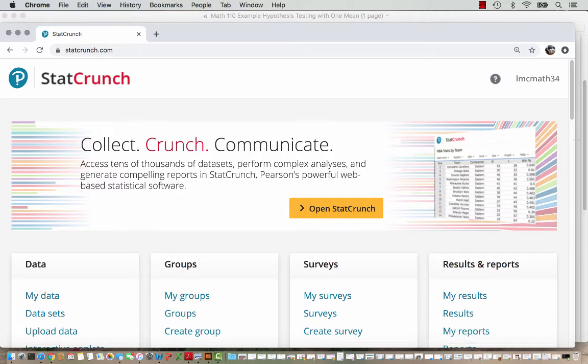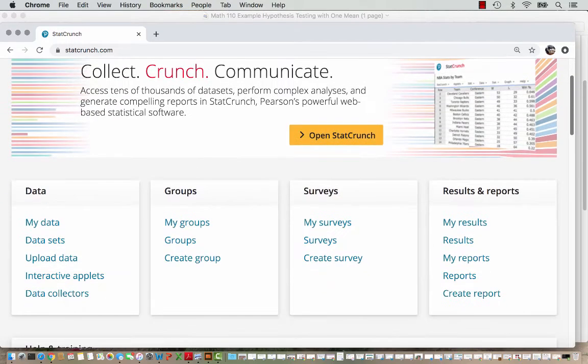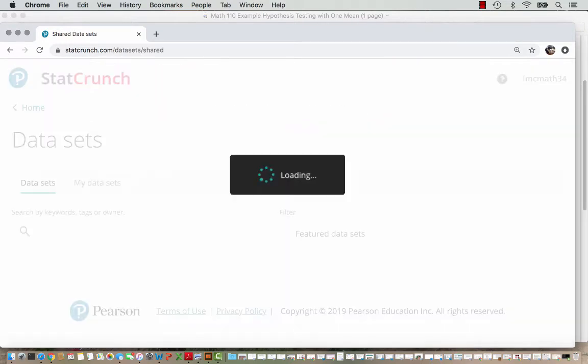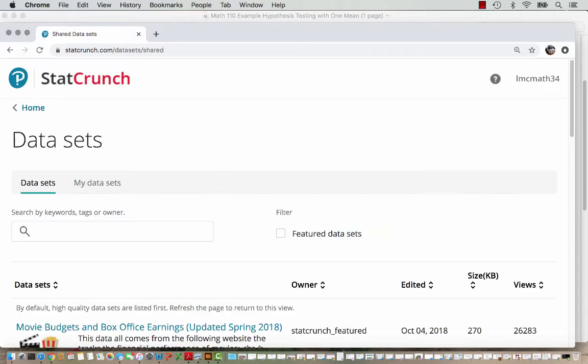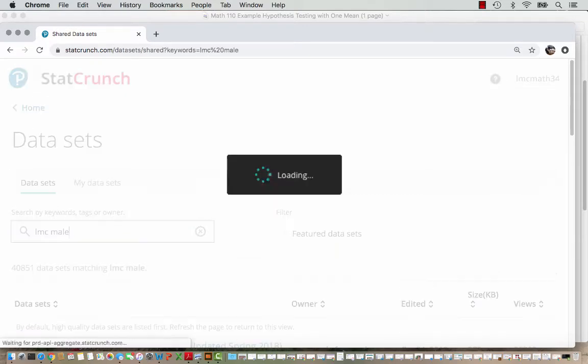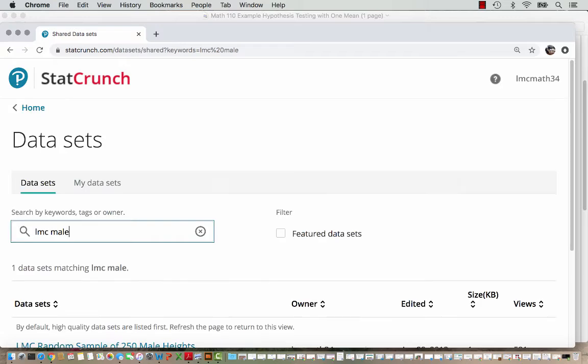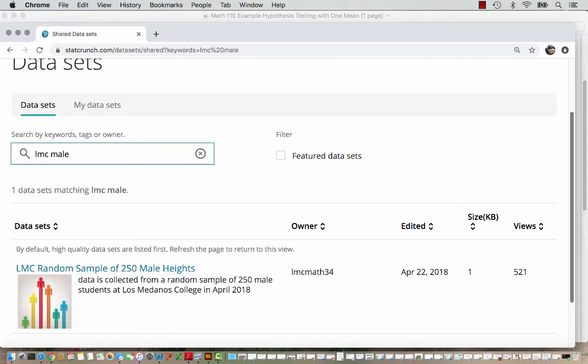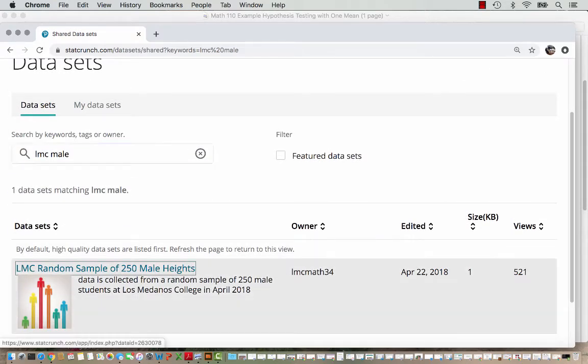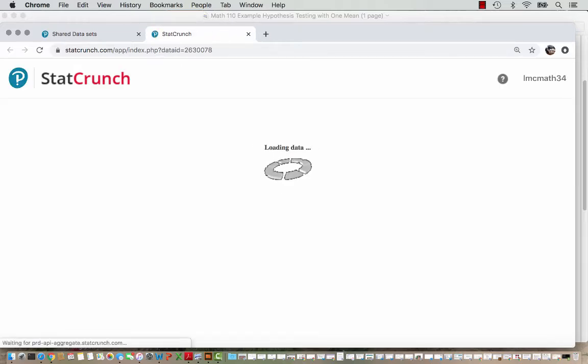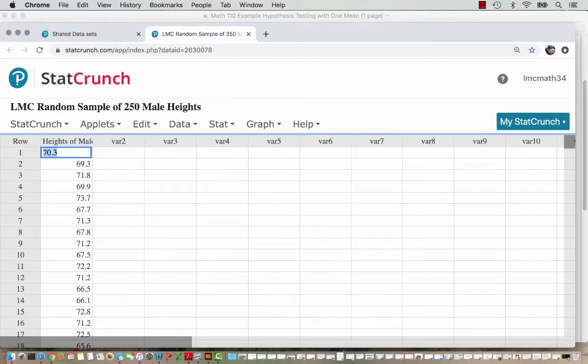So in StatCrunch, instead of opening a blank StatCrunch, we're going to head down to Datasets, and we'll search for LMC male. And here is our file, LMC random sample of 250 male heights. So we open our file, and it's a raw data list of 250 male heights, and we can scroll down and see it goes down 250 rows. And so we are going to use this data for our hypothesis test.